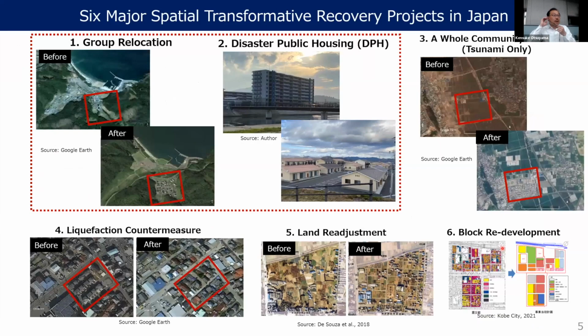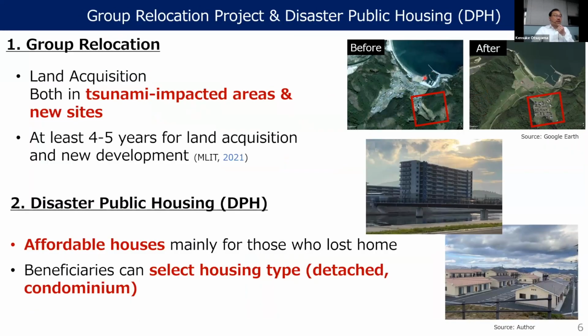For your information, I'd like to introduce six major spatial transformation recovery projects in Japan. But due to the time limitation, I will explain the details of group relocation and disaster public housing. First, group relocation. The local government purchased not only the tsunami-impacted area, but also a new site for the relocation. It takes at least 4 or 5 years for the implementation. It takes a long time.